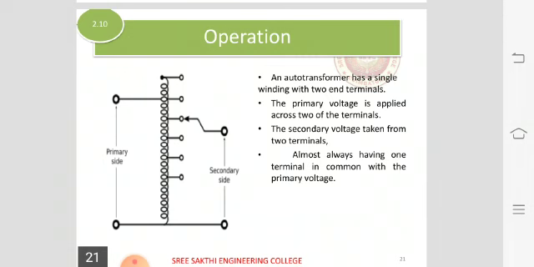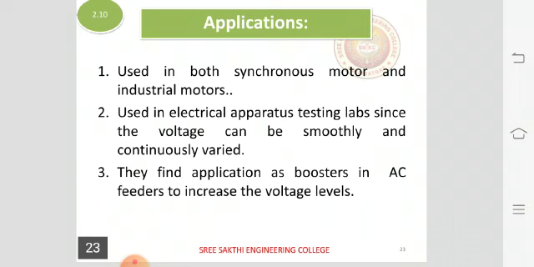Right. Next one is where we are going to apply or use this auto transformer. Number one, it can be used in both synchronous motors and induction motors. Number two, it is used in electrical apparatus testing labs, since the voltage can be smoothly and continuously varied. Point number three, they find application as boosters in AC feeders to increase the voltage levels. In order to increase the voltage level, we can use this auto transformer for the AC feeders.